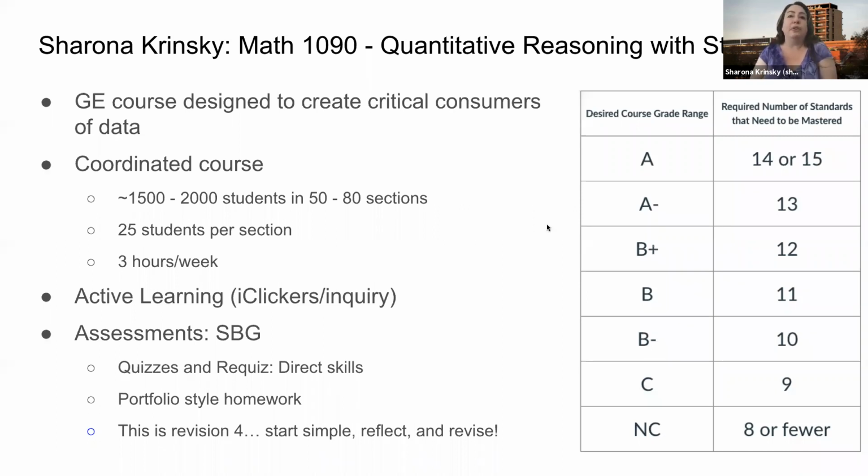We have 15 total standards in the course. In order to get an A, you have to master at least 14 of them. An A- is 13, a B+ is 12, 11, 10, 9, and we're no credit. So it's ABC, no credit, 8 or fewer. I'll be going into how you master these. We use primarily quizzes and re-quizzes. We have some portfolio style homework. And this is version 4 of our standards-based grading.